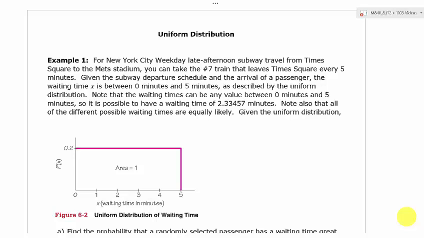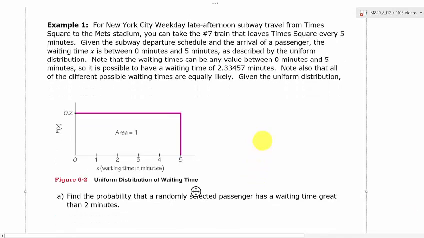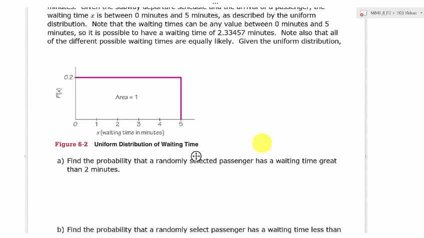Note that the wait times can be any value between 0 and 5 minutes, so it is possible to have a wait time of 2.33457 minutes. Note also that all the different possible waiting times are equally likely, given the uniform distribution. So here is a graph of this uniform distribution. The wait times start at 0 and go up to 5. And the area under the curve of any continuous probability distribution is always 1. So this total area is 1.